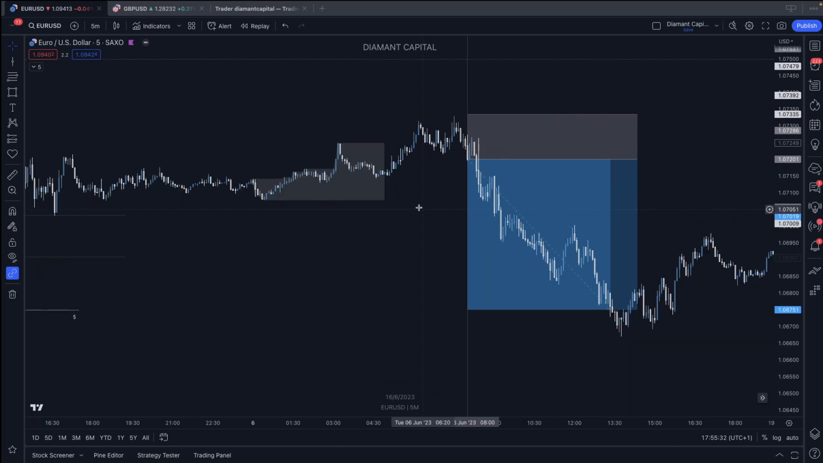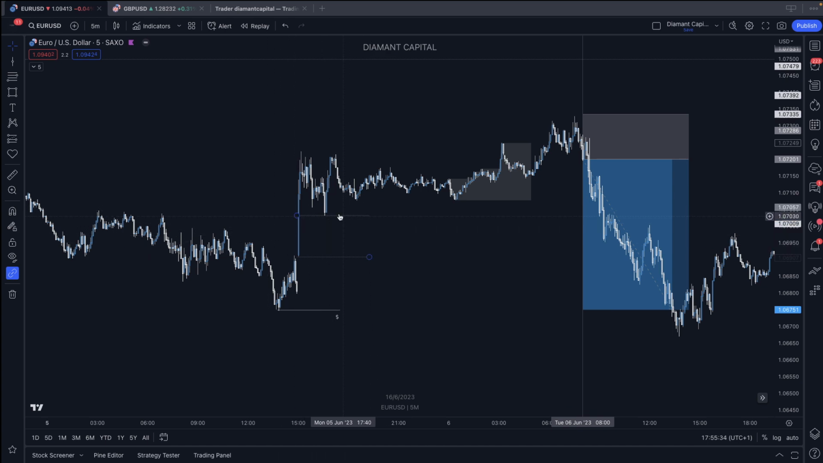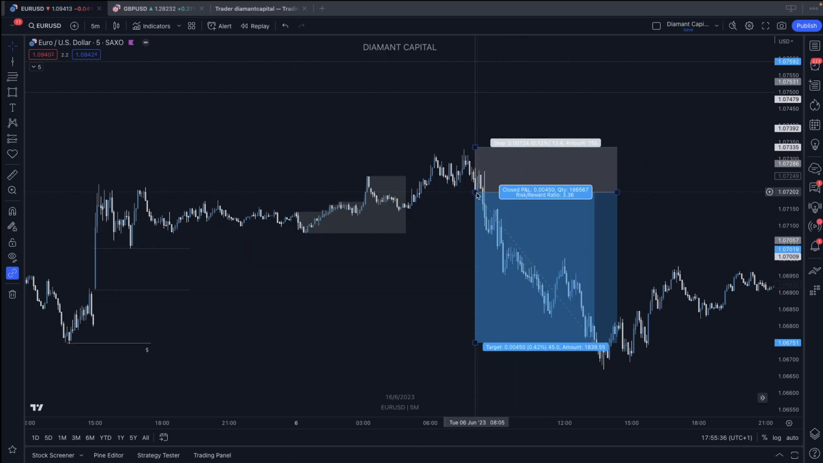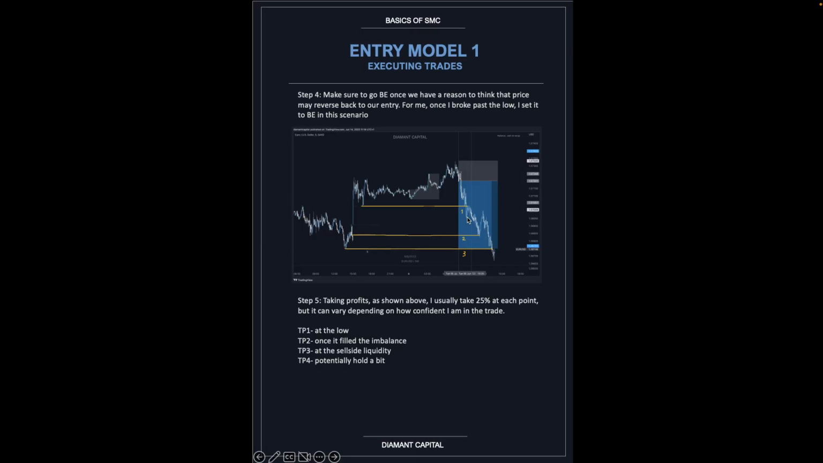So very, very simple. 8 o'clock hits. We've identified where we could move towards. Engulf candle downwards, entry, stop loss above, and we just let the trade run.